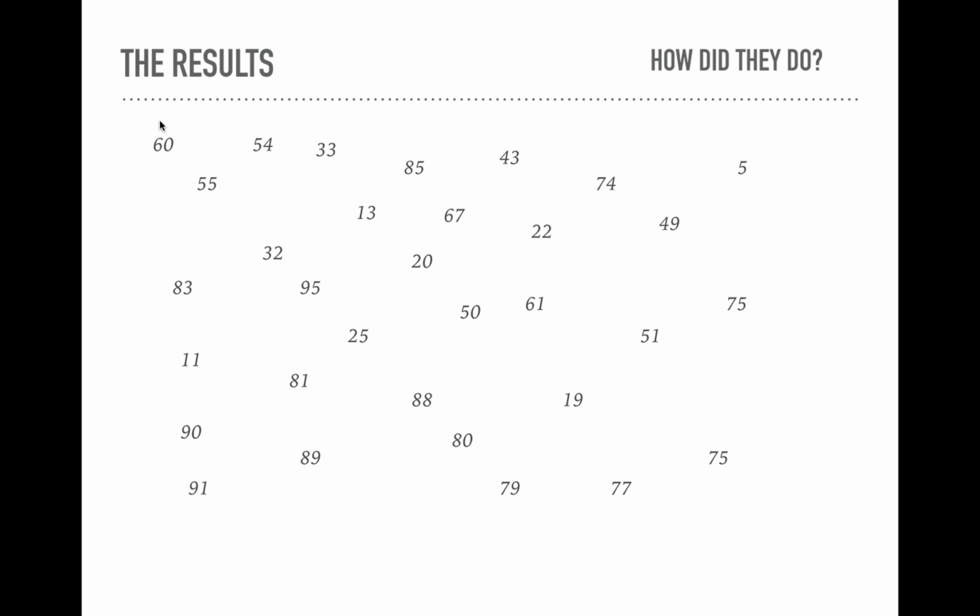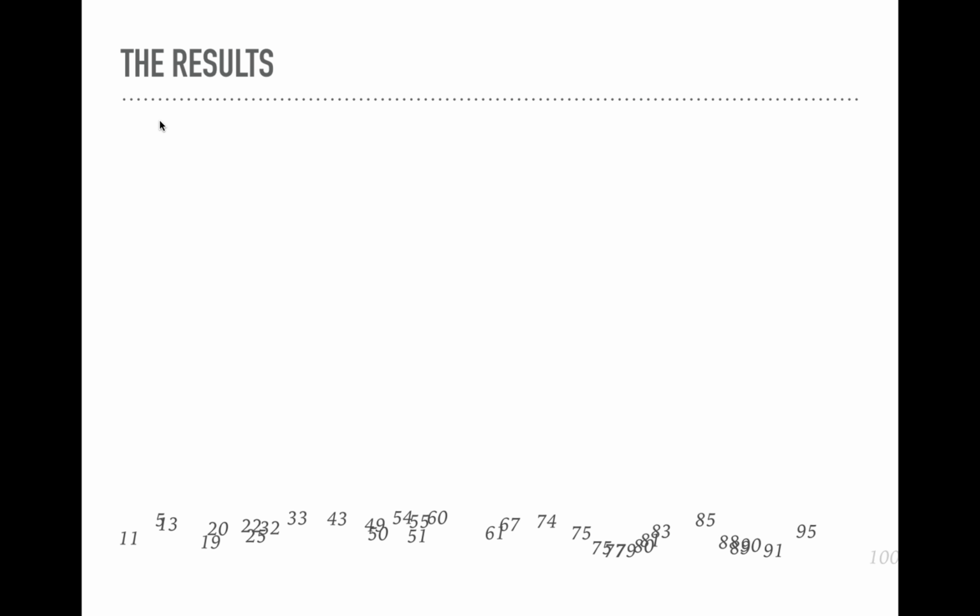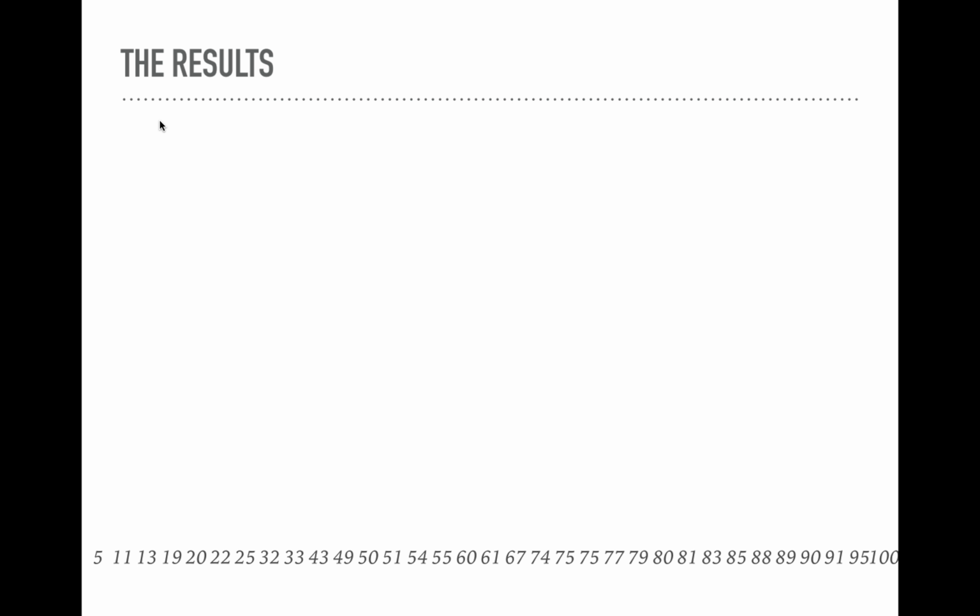Now, the numbers are scattered all over the place. There's some high, there's some low. And the teacher really wants to take a look at how everyone did. They might want to do some organization. So here's all the numbers organized in a line.